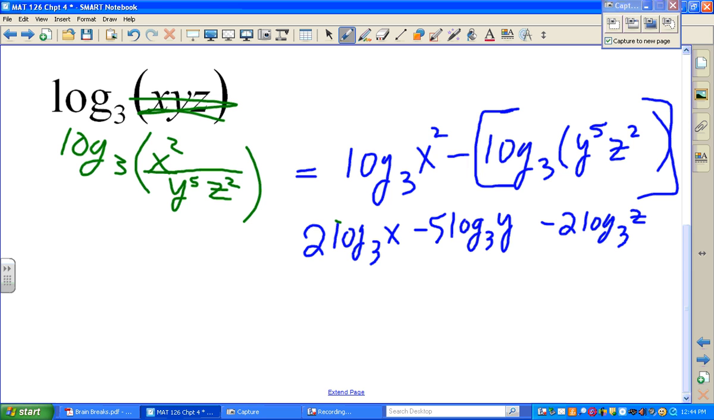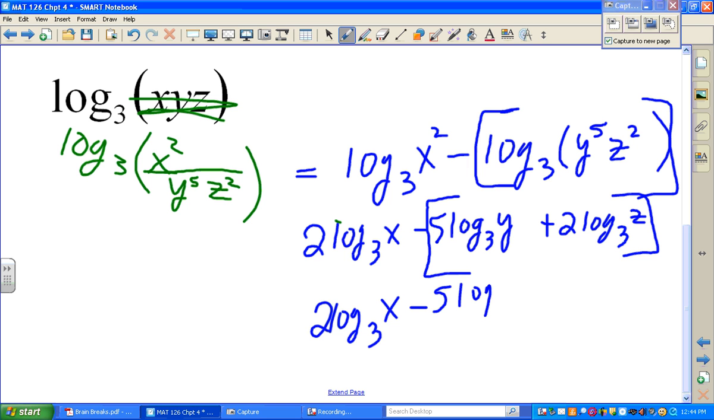Oh, actually, this z is in the denominator, isn't it? And you're subtracting the whole thing. You're subtracting the entire product. You can look at it this way. You're subtracting the entire product, and then you distribute the negative sign to the log. Okay? 2 log base 3 of x minus 5 log base 3 of y minus 2 log base 3 of z. And they all have to have the same bases. Okay?